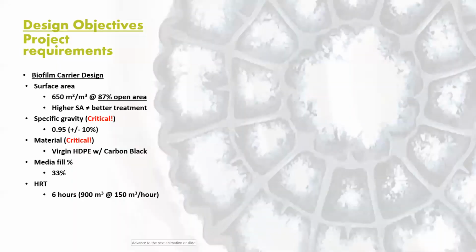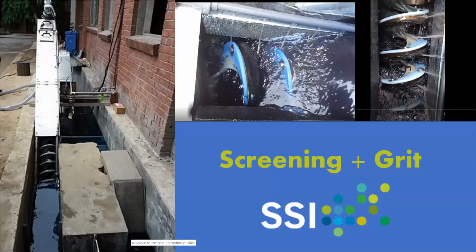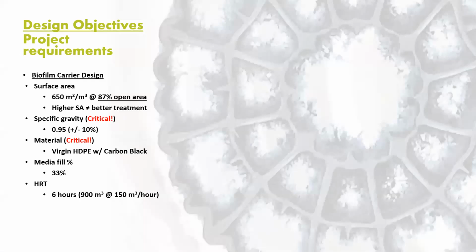So for this particular plant, we only had a 6-hour hydraulic retention time. The system was operated at 33% fill. For this application, it corresponded to about a 7 gram per square meter loading rate. We used, I would say, kind of a medium biofilm carrier, having only 650 square meter per cubic meter.